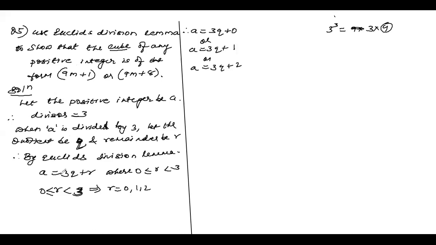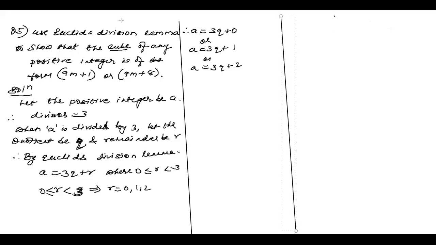Therefore, by Euclid's division lemma, r is greater than or equal to 0 and less than 3, implies r can be 0, 1, 2. That means a is equal to 3q plus 0, 3q plus 1, or 3q plus 2. a is a positive integer, and you want the cube of a positive integer to be shown like this. So now what am I going to do, children? I am going to take the cube of all of these.